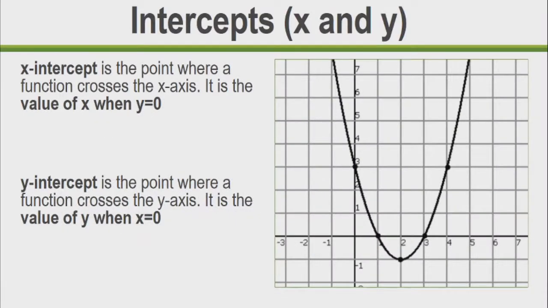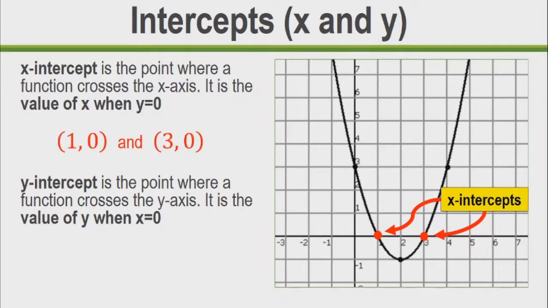So x-intercept is the point where a function crosses the x-axis. So it is the value of x when y equals 0. For example, on this very graph, we have two x-intercepts. So you can see them. There's one at x equals 1 and there is another one at x equals 3. So for these two points, we have the points (1, 0) and (3, 0) as the x-intercepts.